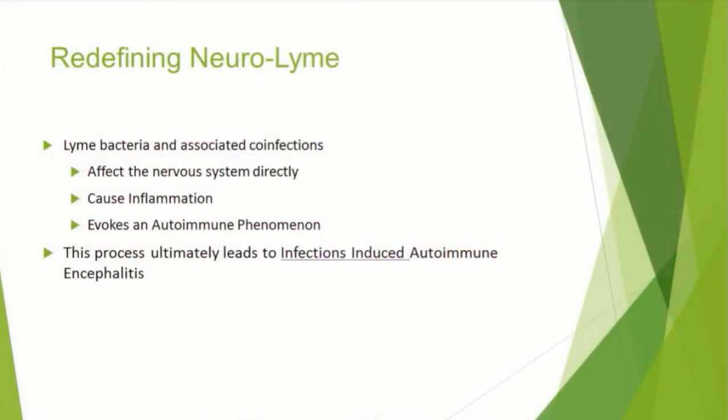So it affects the nervous system. I agree that these infections affect the nervous system directly. But there's also inflammation, as well as an evoked autoimmune phenomenon. We'll talk in great detail over the next couple of slides about autoimmune disease, and Dr. Mark will talk a lot about the inflammatory process that happens. So I believe that the Lyme disease we're talking about is really a trio: a collection of infections, inflammation, and an evoked immune response.